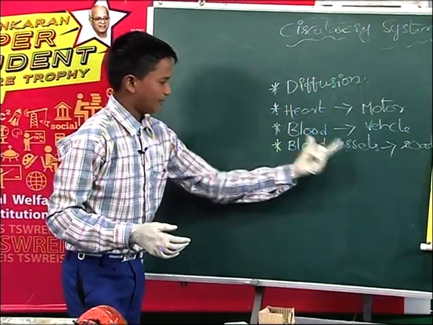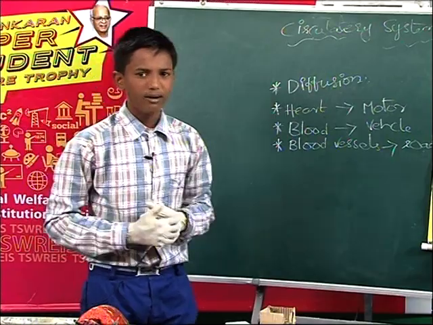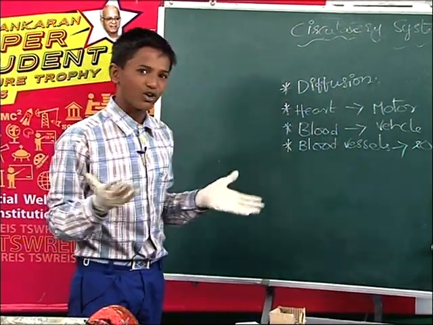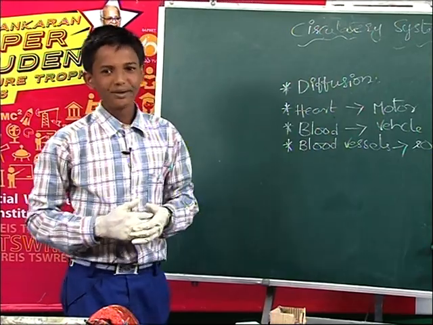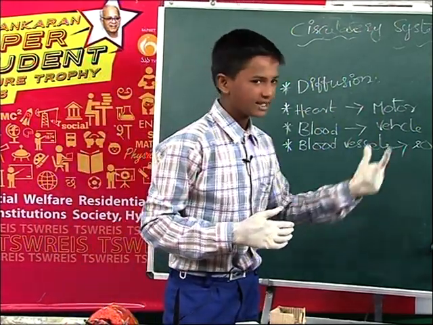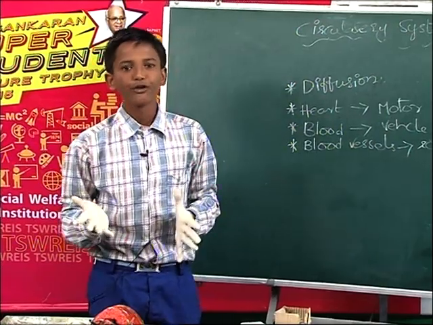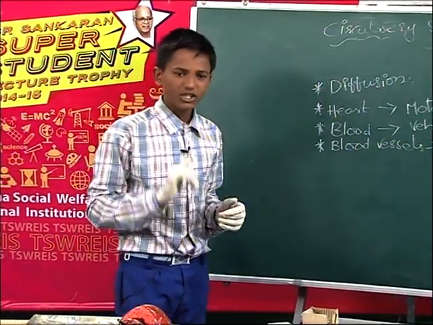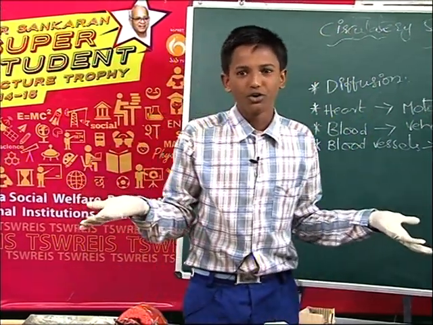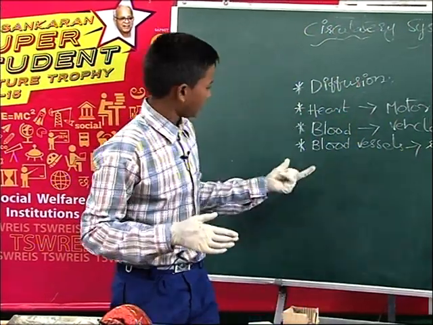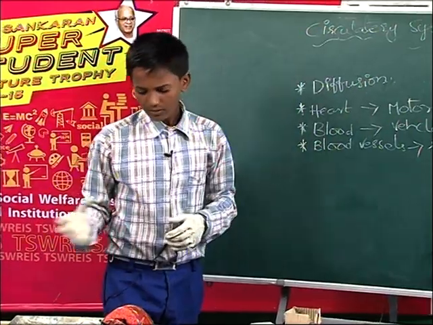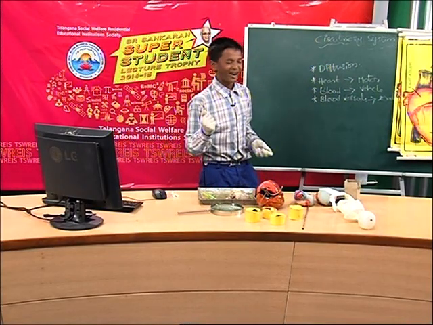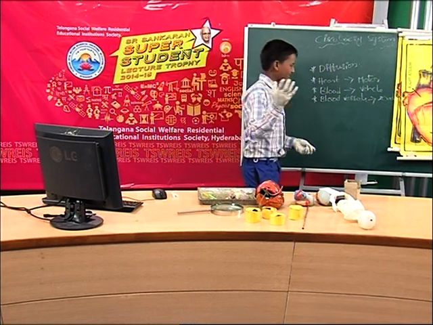Now the blood vessels. Why do we compare the blood vessels to the roads? Very good. We compare the blood vessels to the roads because they show the direction to the blood, how to go and where to go. Hence we compare them with the blood vessels. So in these three, first of all we see the main organ. What is that? That is the heart.